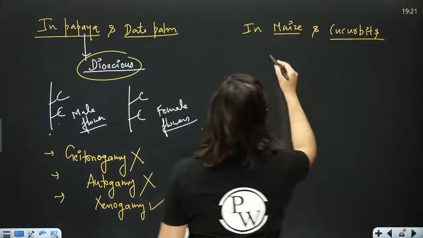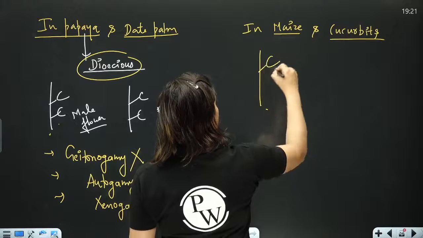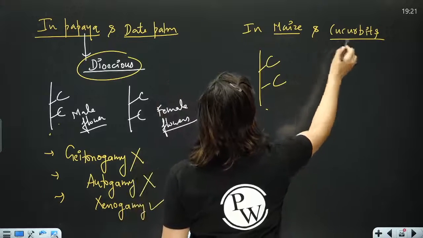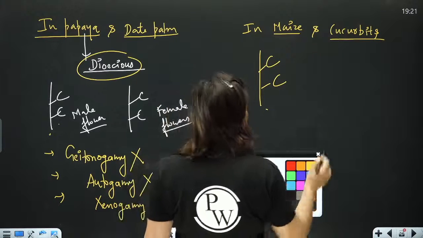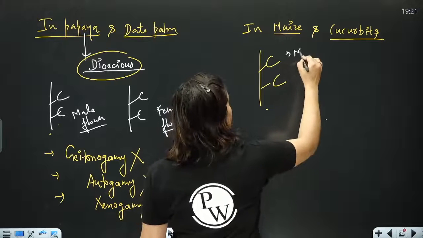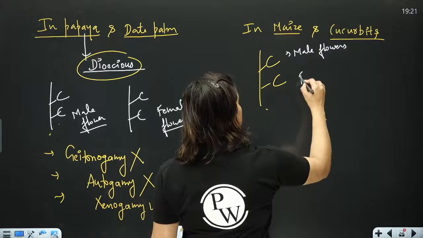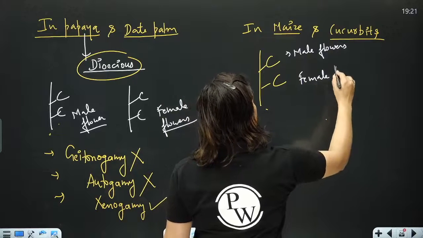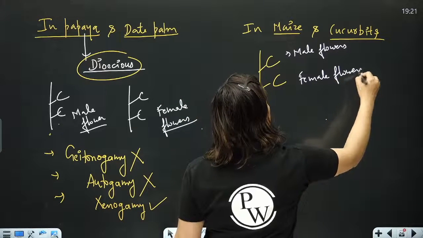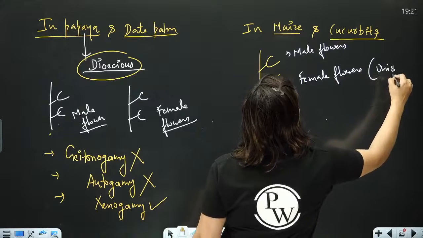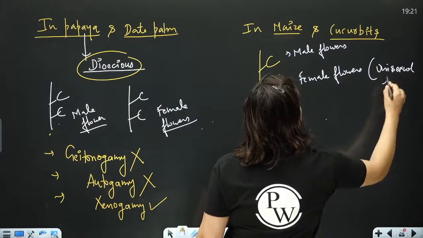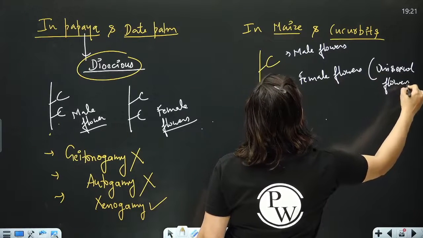And then in maize and cucurbits, what is possible? Maize is a monoecious plant. Monoecious plants have unisexual flowers of both types on them. Some flowers are male flowers and some are female flowers. That is, they have unisexual flowers, but those unisexual flowers are present on the same plant.